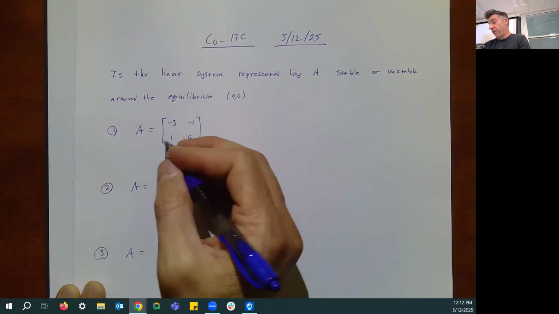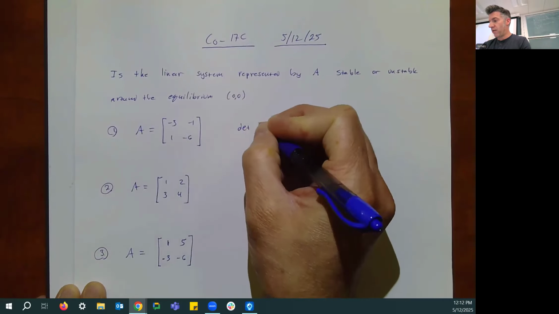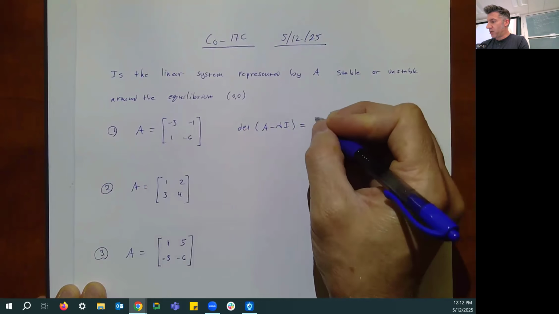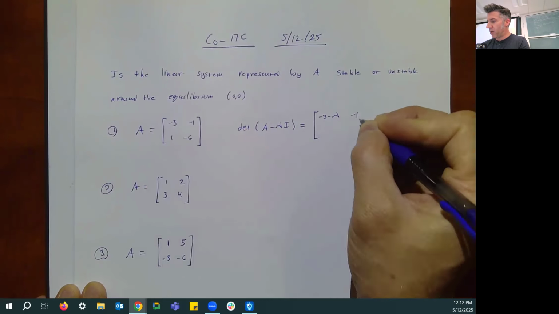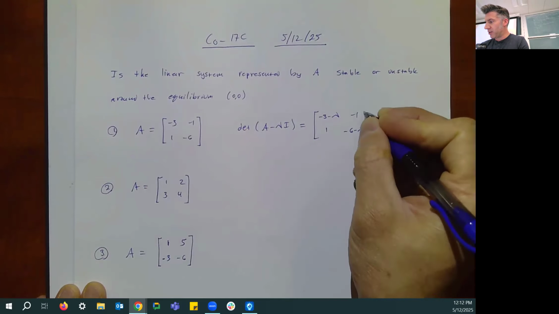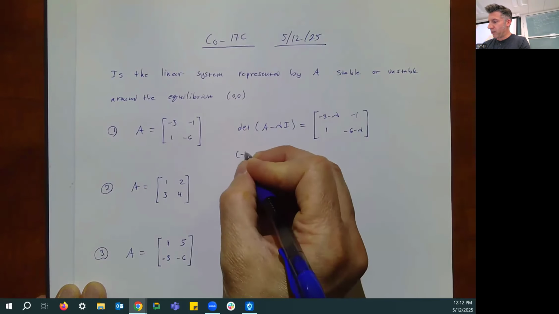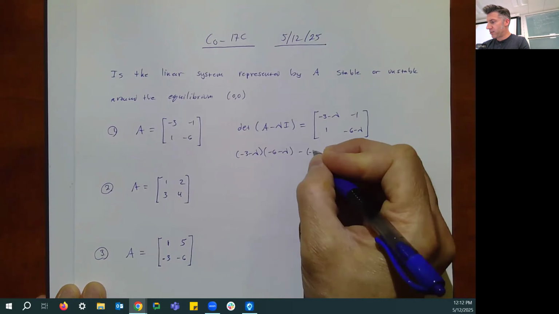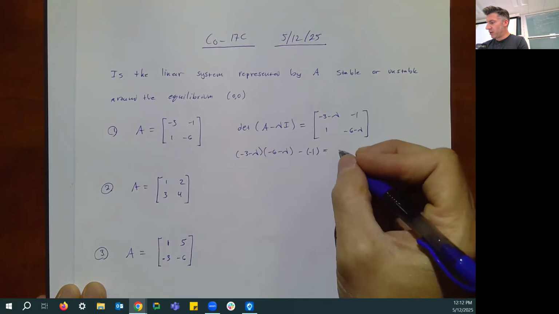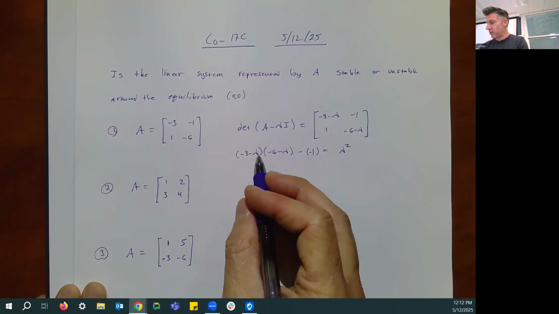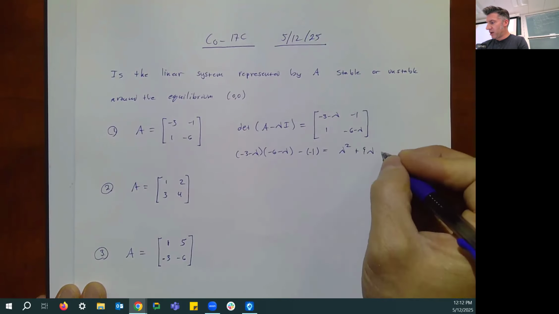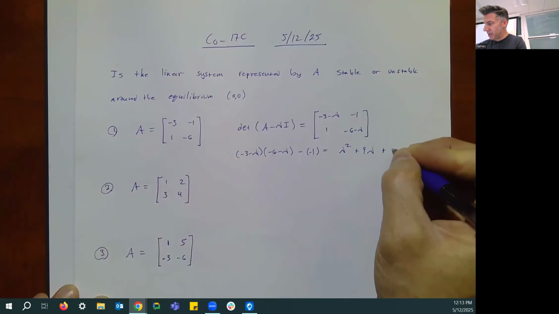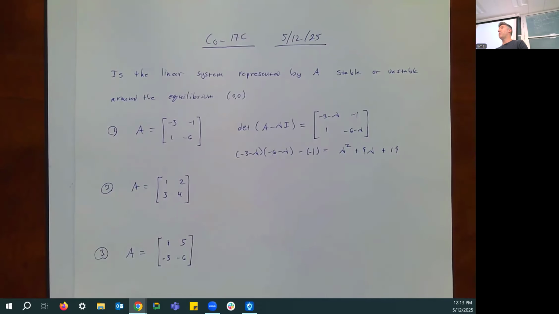So if we find the eigenvalues here, the determinant of A minus lambda I is equal to the determinant of -3 minus lambda, -1, 1, -6 minus lambda. If we look at this, we're going to get (-3 minus lambda) times (-6 minus lambda) minus (-1), which is going to be lambda squared plus 6 lambda plus 3 lambda is plus 9 lambda, and then plus 18 plus 1 is plus 19. We're going to stop as soon as we can.